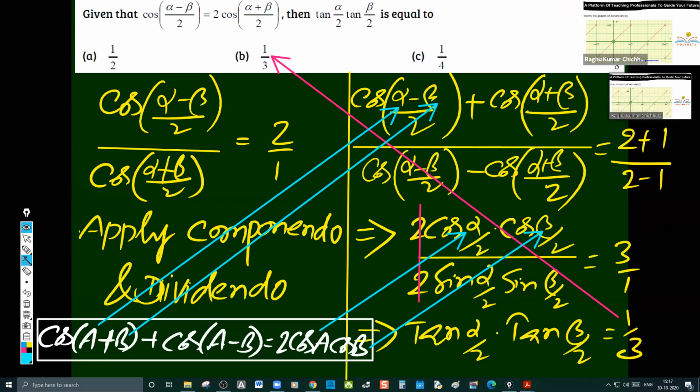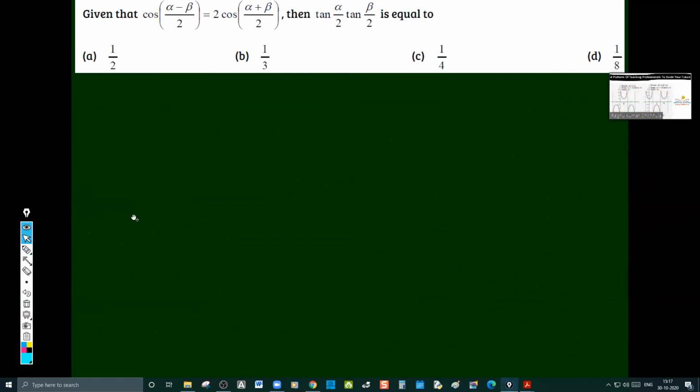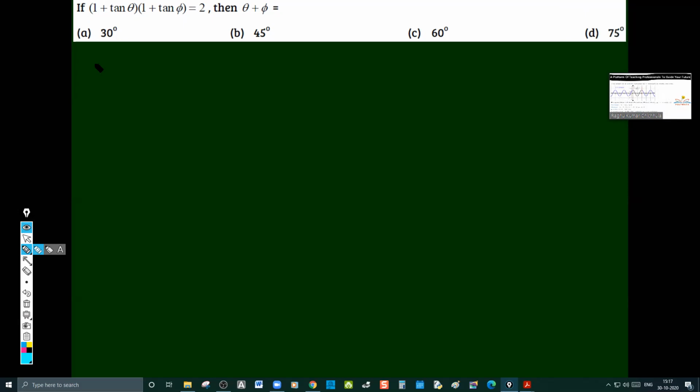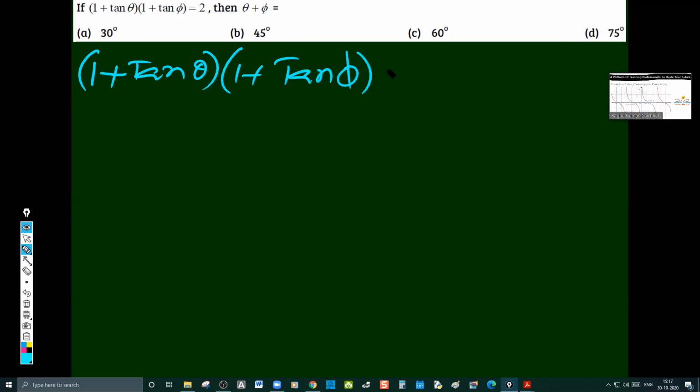Should I erase this, Maurya? Yes, sir. This is also an important concept. Let us understand this clearly. You have a good number of standard results on this one. Let us try it. 1 plus tan theta into 1 plus tan phi is given to be what? 2.